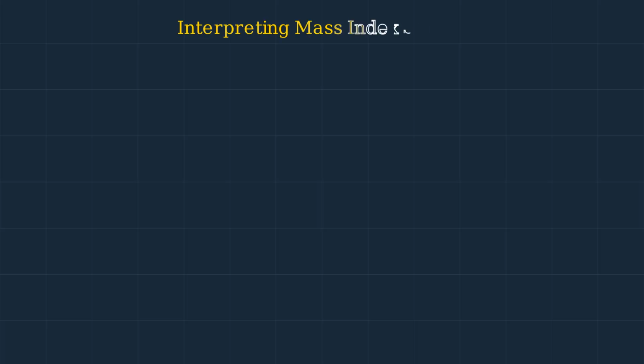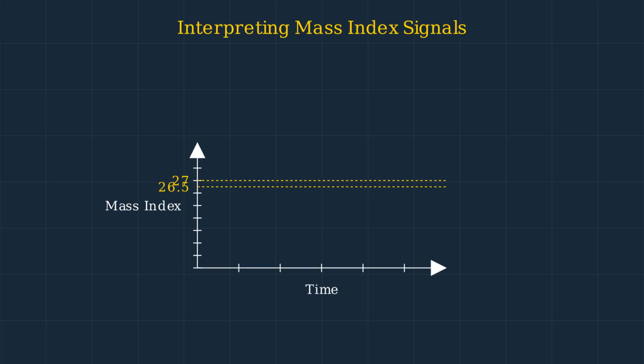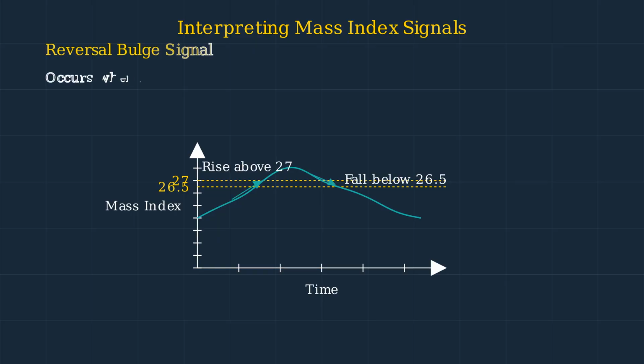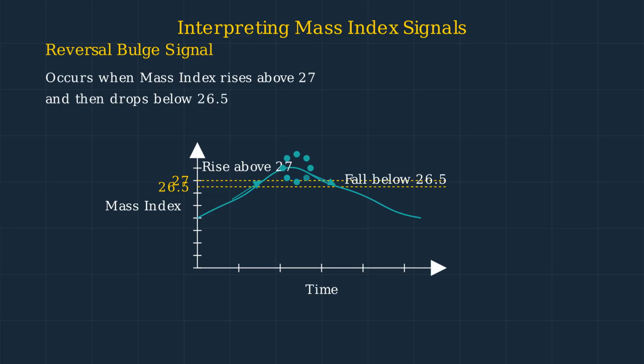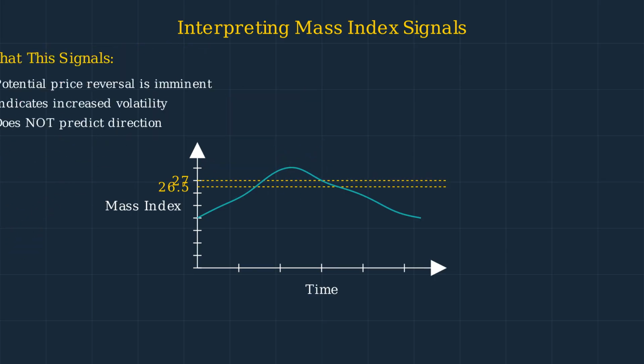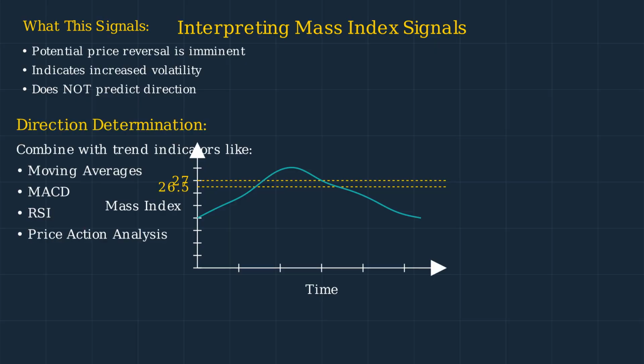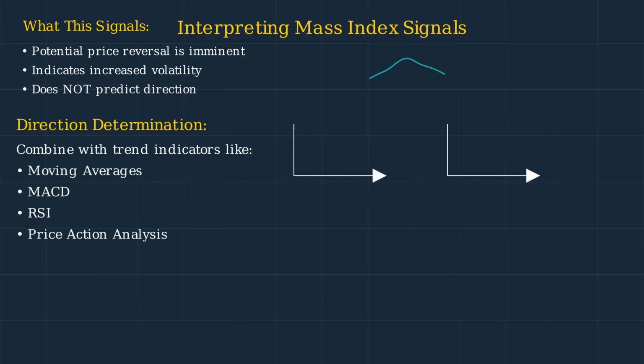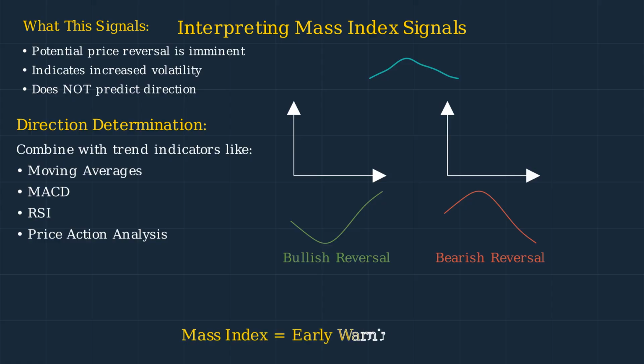The primary signal in mass index analysis is known as the reversal bulge. This signal occurs when the mass index indicator rises above 27 and then drops below 26.5. When this pattern appears, it suggests that a potential price reversal is imminent. It's important to note that the mass index itself doesn't predict whether the reversal will be bullish or bearish. Traders must use other technical tools to determine the direction of the potential reversal. The mass index simply alerts traders to an increased probability of a directional change in the market, serving as an early warning system for potential trend reversals.